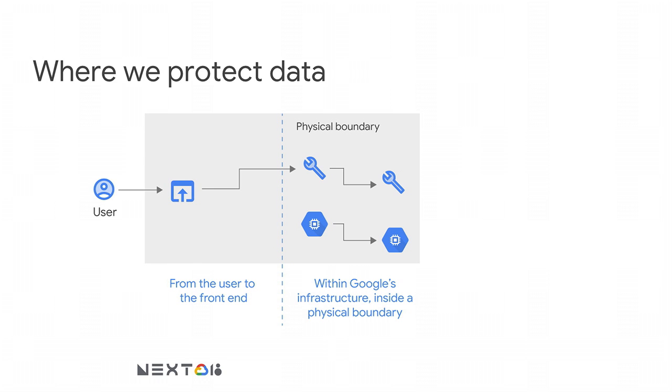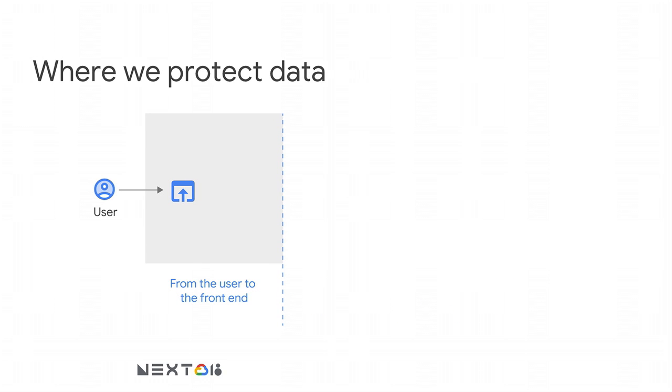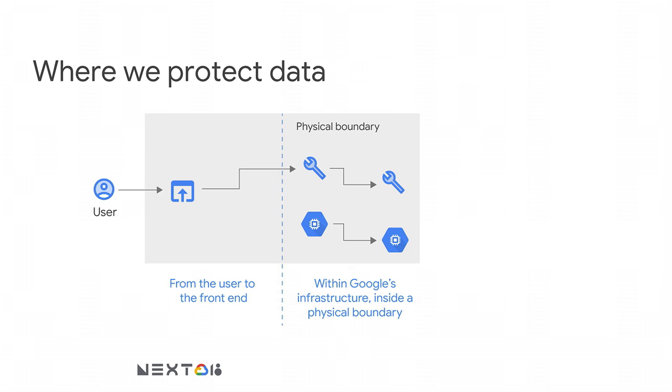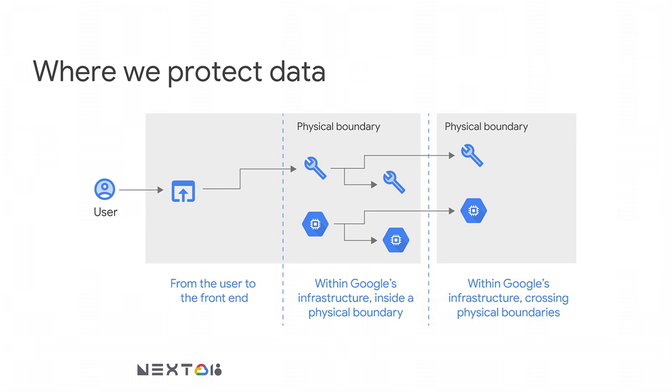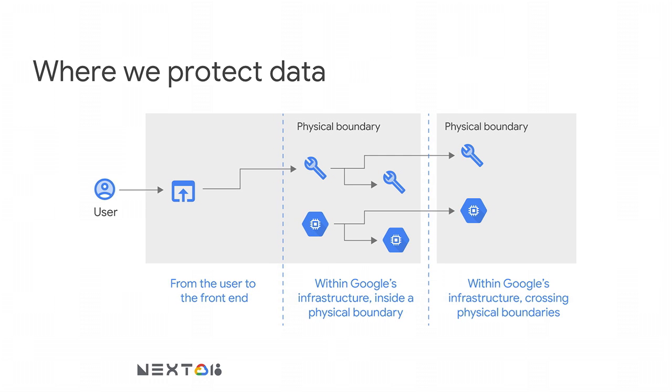I want to repeat this because it's really the key takeaway here before I get into details. Based on our threat model, Google encrypts and authenticates data in transit when that data moves outside physical boundaries, whereas data within a physical boundary is generally authenticated but not always encrypted.